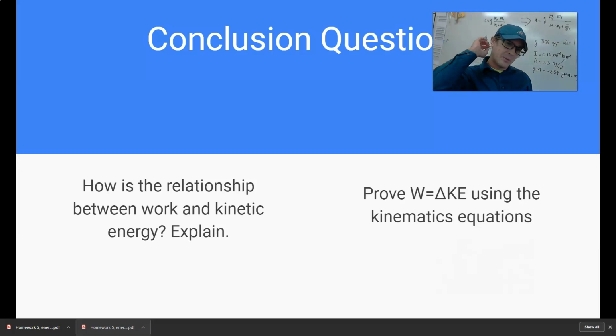And the conclusion question is, what is the relationship between work and kinetic energy? Is work equal to the change in kinetic energy? And why is that? In the following video, I will prove that equation just using the appropriate kinematics equation. We can show that it's a theorem. This is a theorem. It's not a physical law. It's kind of a tautology, a redundancy, as you are going to see in the last video in this playlist.